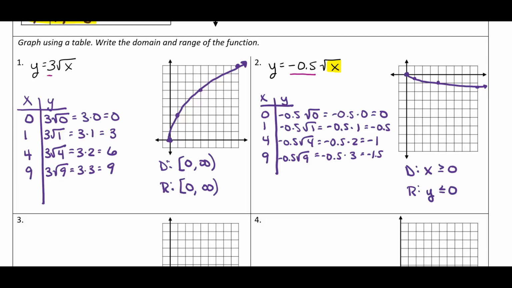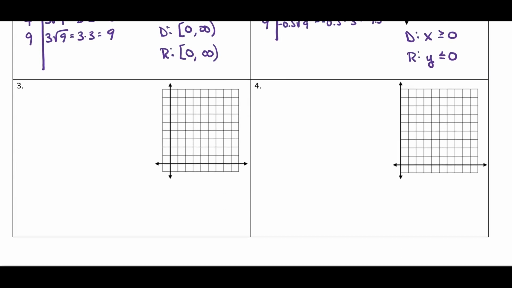So hopefully you notice that by putting a negative in front of this square root of x created a reflection, and the reflection created a change in our inequality sign. So if there's a reflection, the y is going to be less than or equal to. Okay? All right, so let's look at number 3. Number 3 is y equals the square root of x plus 2.